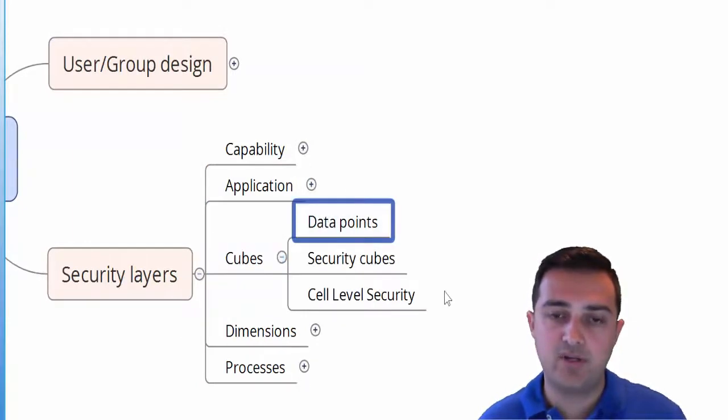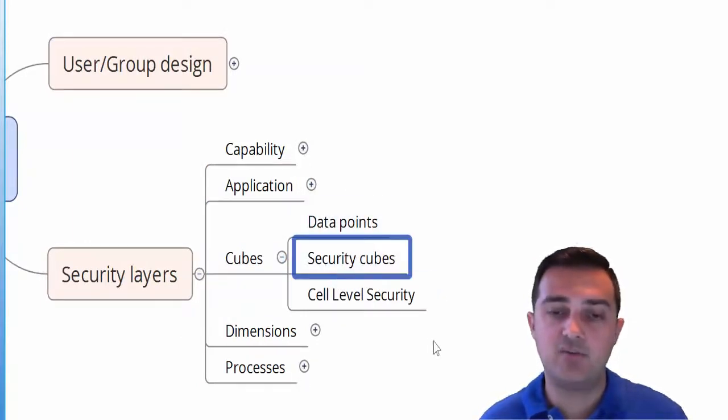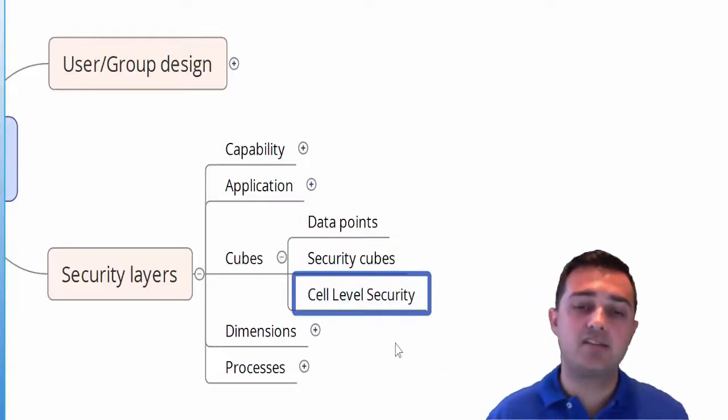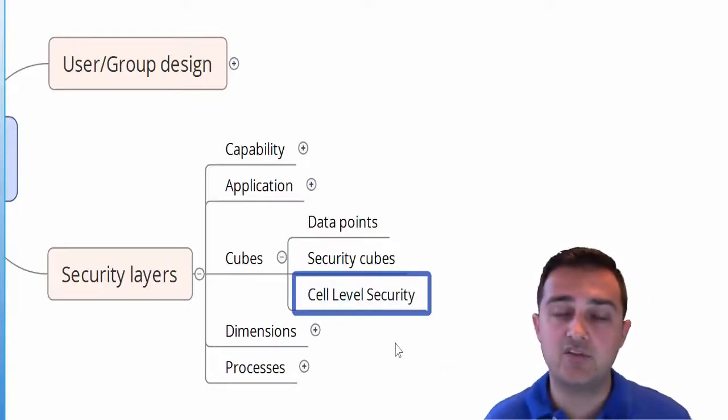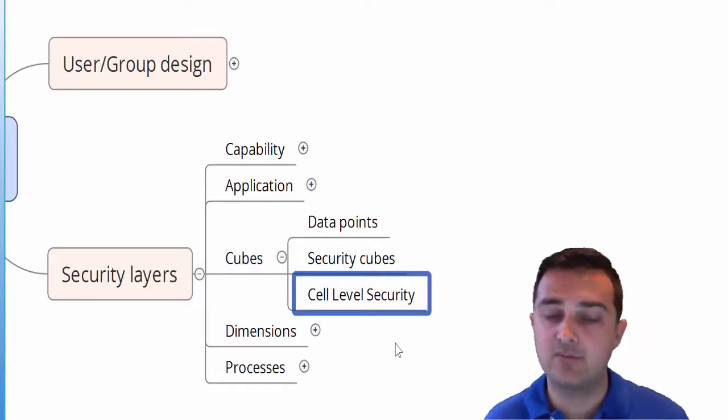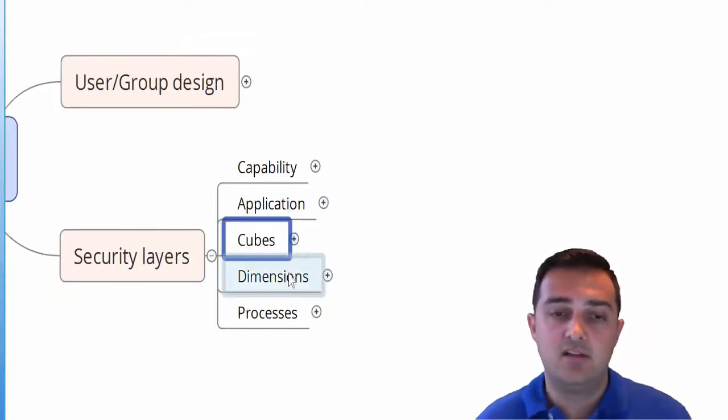For cubes, we're talking about data points. We may want to have security cubes to help make it more easy to maintain. If we do need to go down to cell level security to control exactly which intersections people can interact with, we can do that.